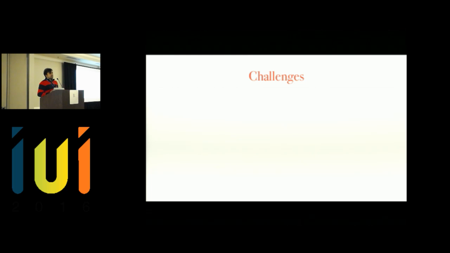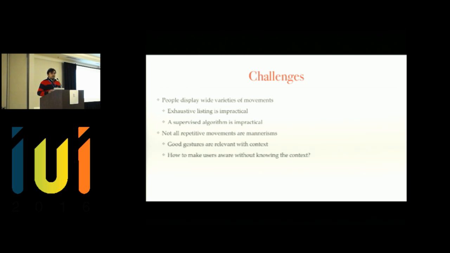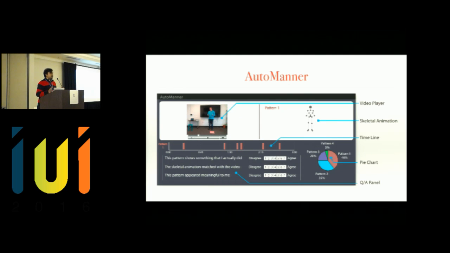Now think about the challenges for designing such a system. People usually display a wide variety of movements, and it is not possible to make an exhaustive list of all these movements. So a supervised algorithm is impractical. And again, not all the repetitive movements are bad. Some gestures are good, which are relevant to the talk. Now, how can we make users aware of their body language without knowing the context? And also, if we make the system, how can we evaluate this? So AutoManner is designed to address all these challenges.